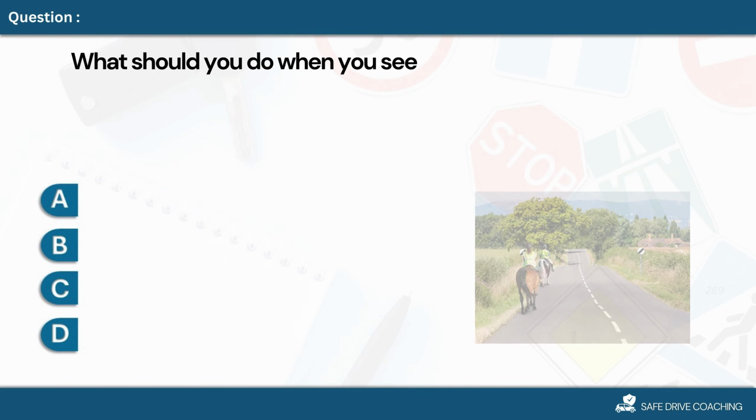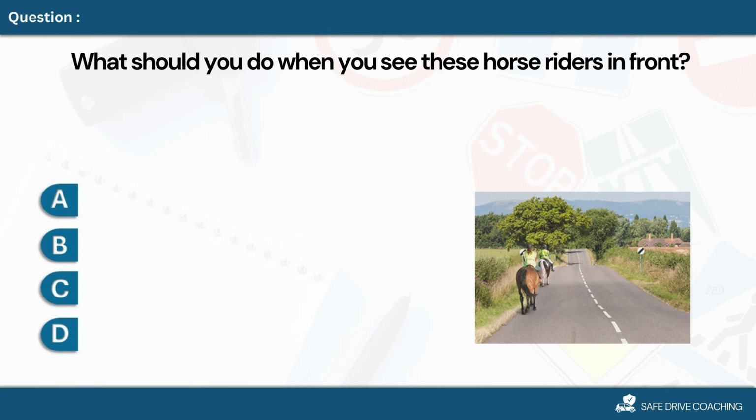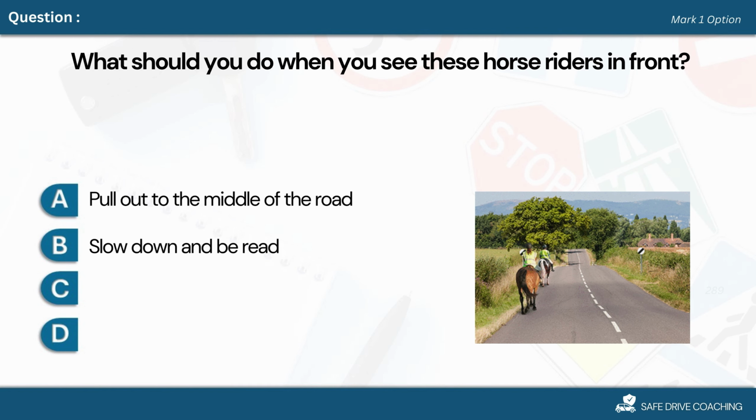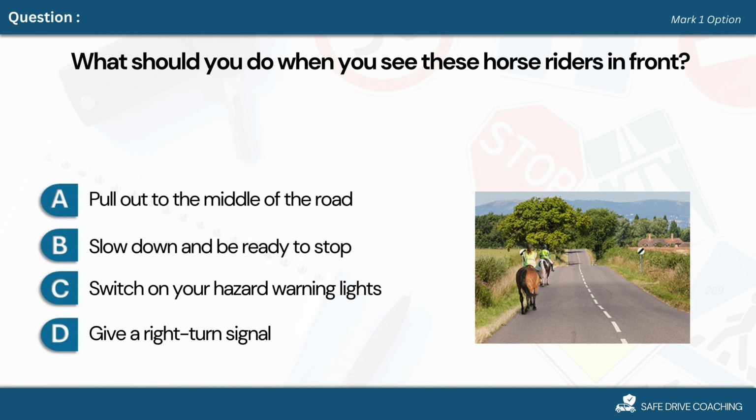What should you do when you see these horse riders in front? A. Pull out to the middle of the road. B. Slow down and be ready to stop. C. Switch on your hazard warning lights. D. Give a right turn signal. The correct answer is B. Slow down and be ready to stop.